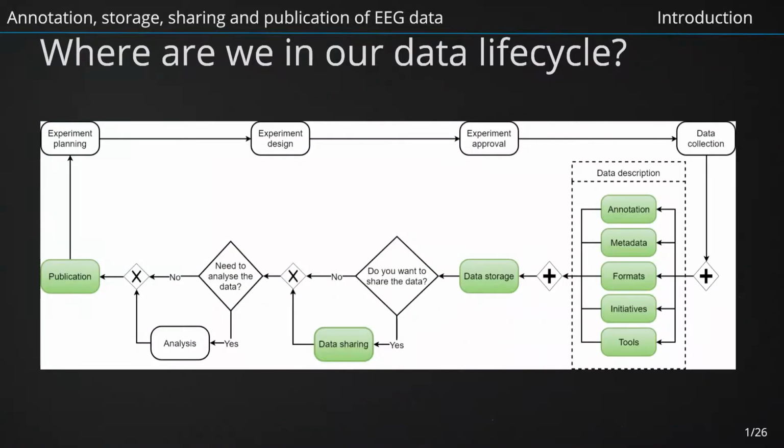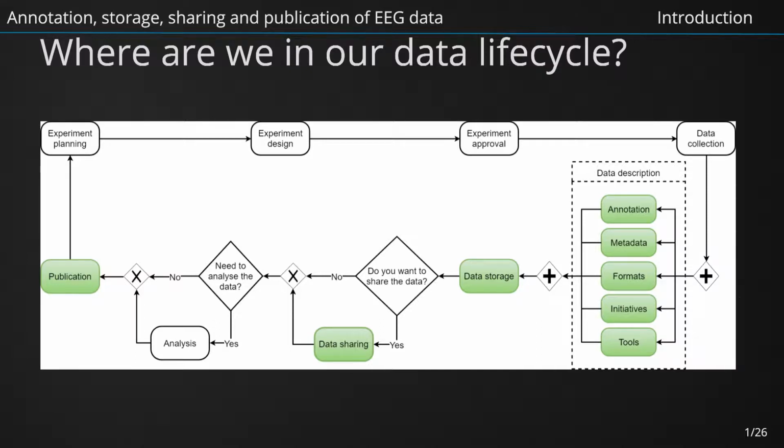The long-term value of collected data does not depend only on their current scientific significance, but also on the way the data are annotated, stored, shared, and eventually published. When we look again at our EEG data lifecycle, the green ellipses denote our current position in the lifecycle. We will talk now about their description, storage, sharing, and publication.